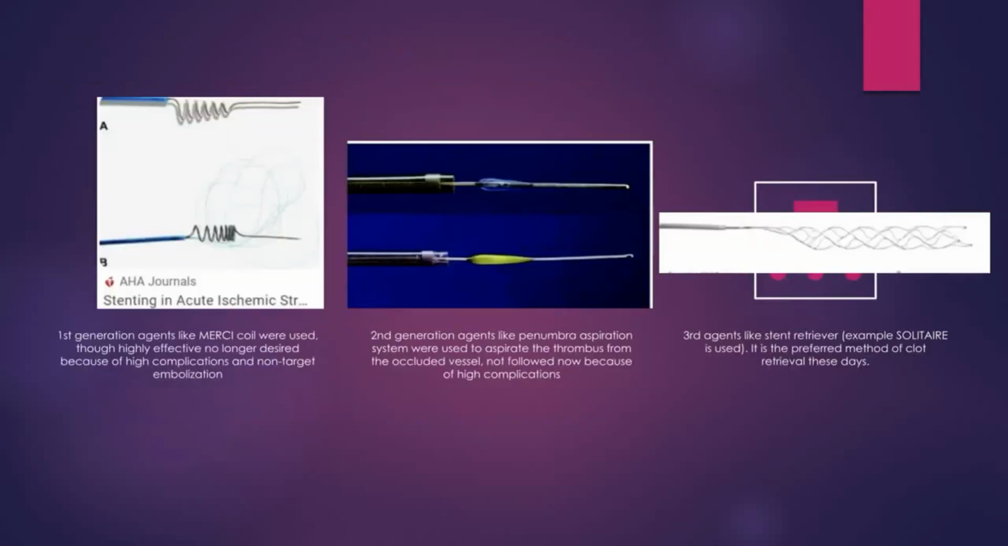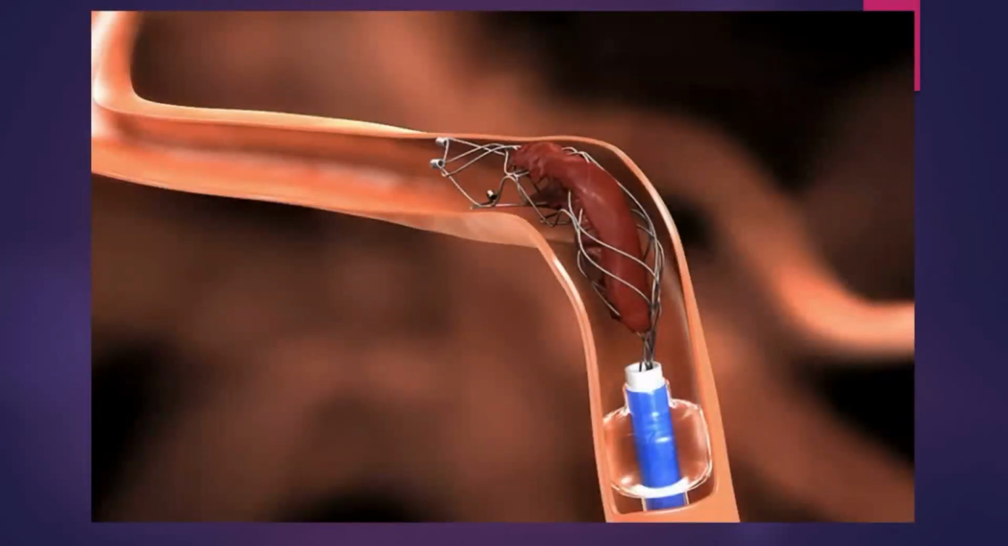These are different devices used in mechanical thrombectomy. First generation device is the Merci coil. Second generation one is the Penumbra aspiration system. Third generation and presently preferred device is the stent retriever. This is an image taken from the web showing the stent retriever retrieving the clot.